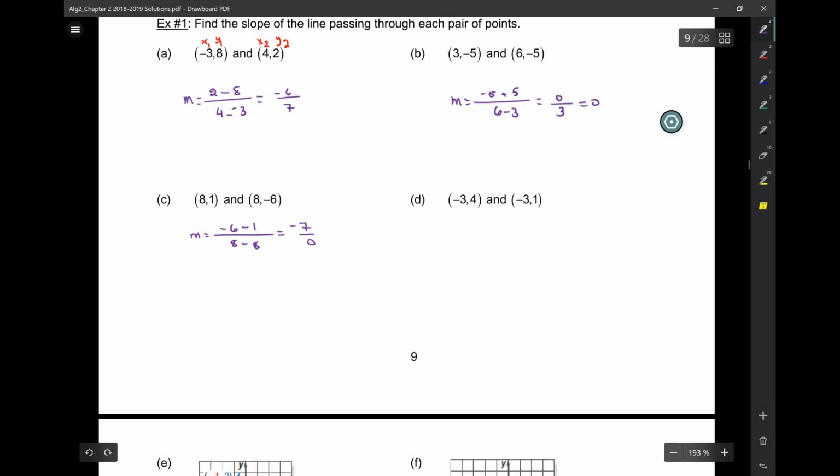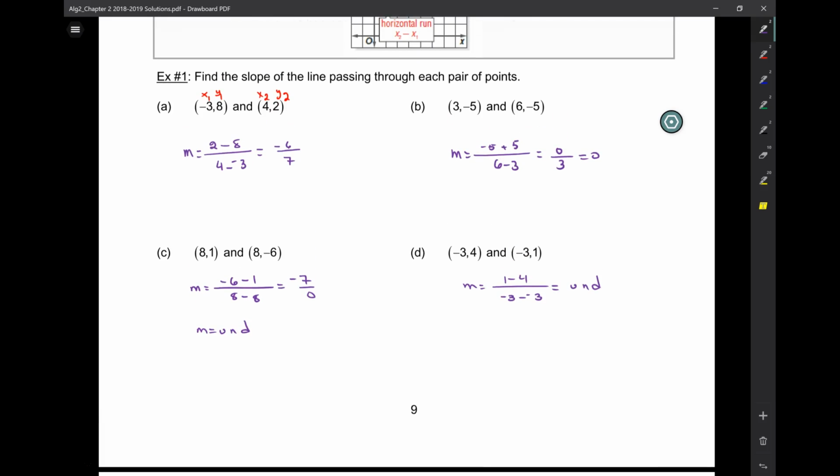So now think about this. You have 7 pieces of chocolate and you want to distribute it among your 0 friends. That doesn't make sense, right? So that is undefined. Okay, and what about this one? 1 minus 4 over negative 3 minus negative 3. Undefined. Okay, so now here's what we're going to do.